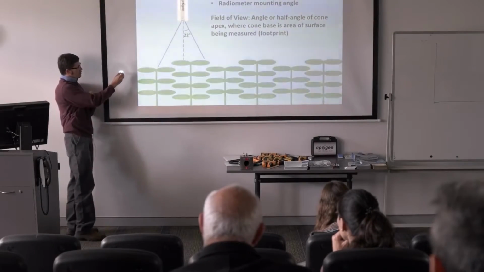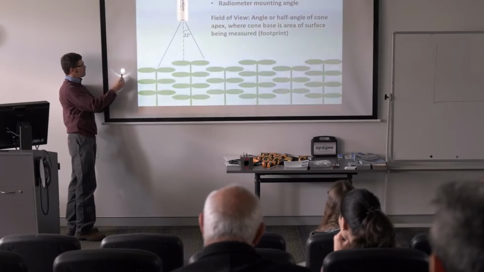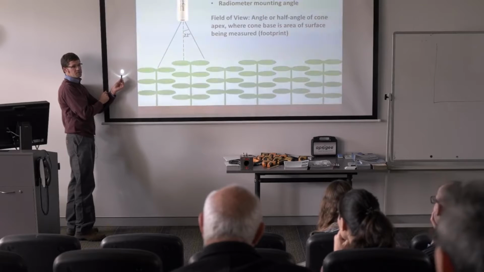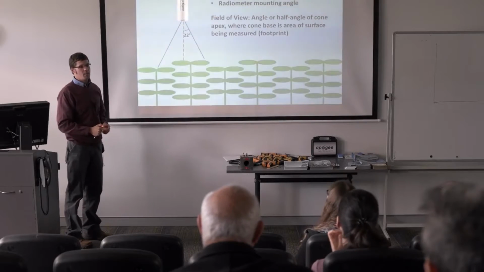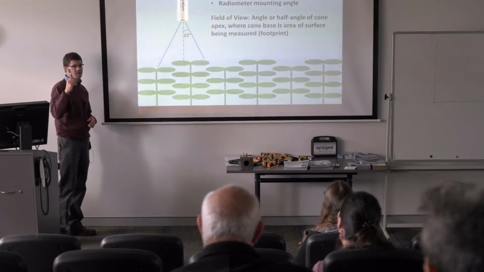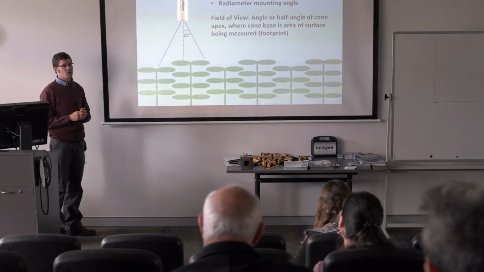If we hold the pen or the flashlight next to the wall and then we start to angle it so it's no longer perpendicular to the wall, the footprint, or the spot on the wall, now spreads out into an ellipse rather than a circle. And so the field of view of a radiometer is analogous to the spot or the light dot that a flashlight makes on a wall.